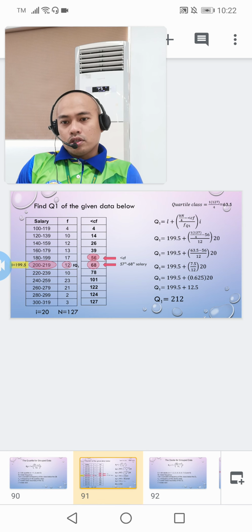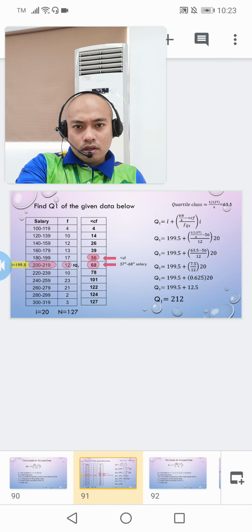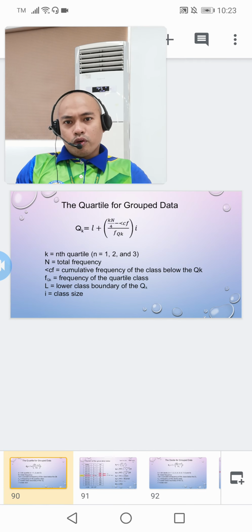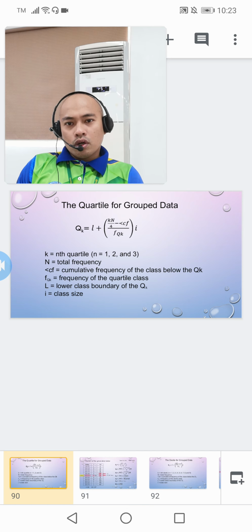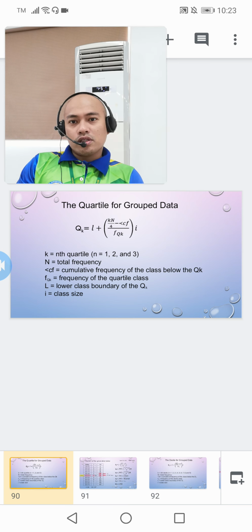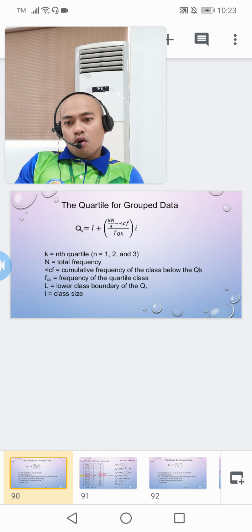Okay, so as you can see, the first step is for you to identify the quartile class. So how do we identify the quartile class? If we go back to this formula, to be able to identify the quartile class, we will work on the numerator part of this formula, which is k times n over 4. So we need to know the value of that k times n over 4.